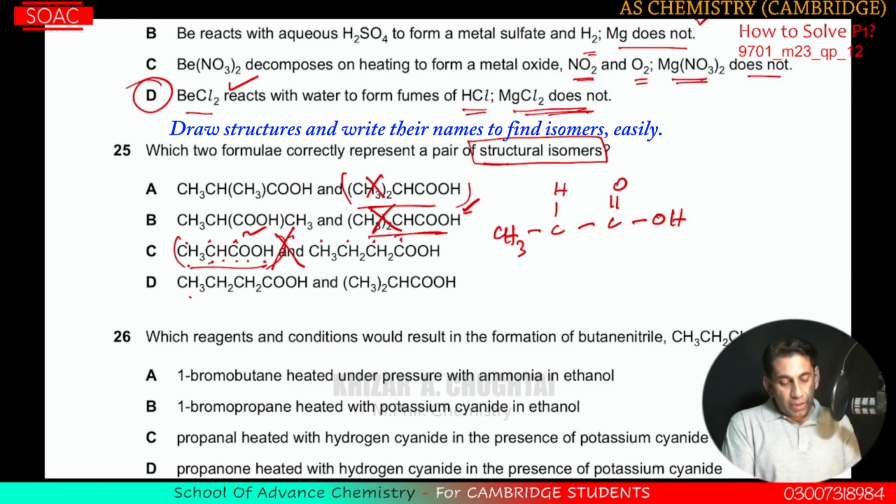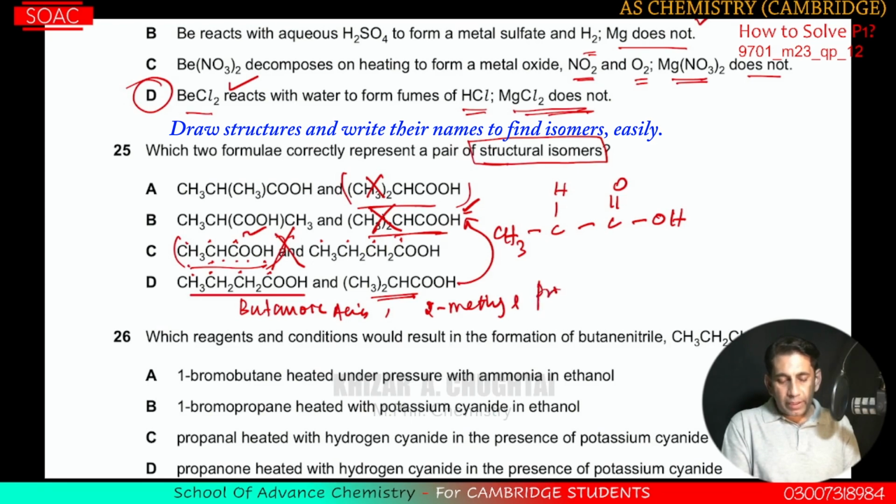However, I'm going to give the name: 1, 2, 3, 4, that is butanoic acid. Butanoic acid. And what is the name of this acid? That is this one, 2-methyl propanoic acid. Similar one, that is 2-methyl propanoic acid.